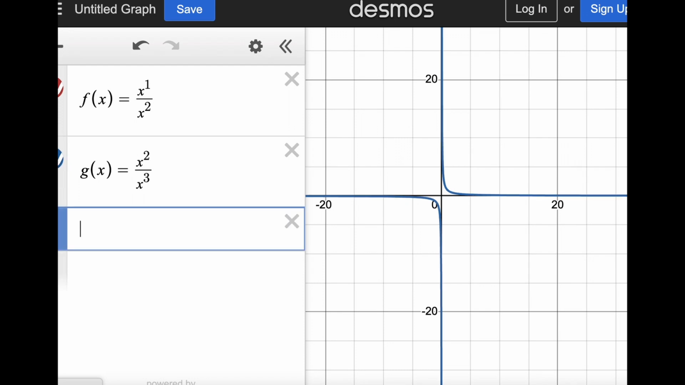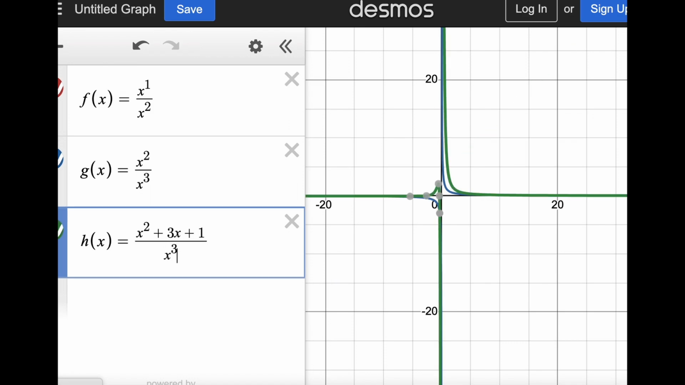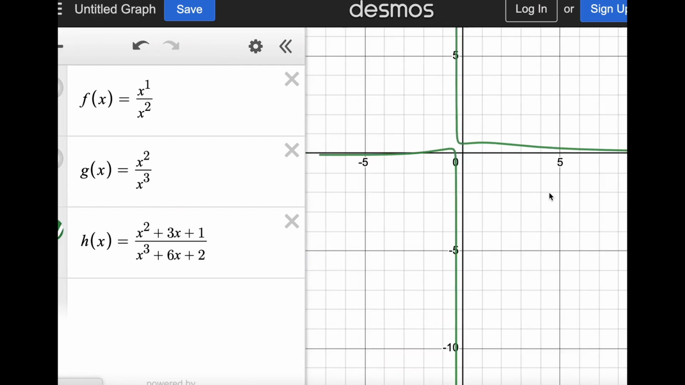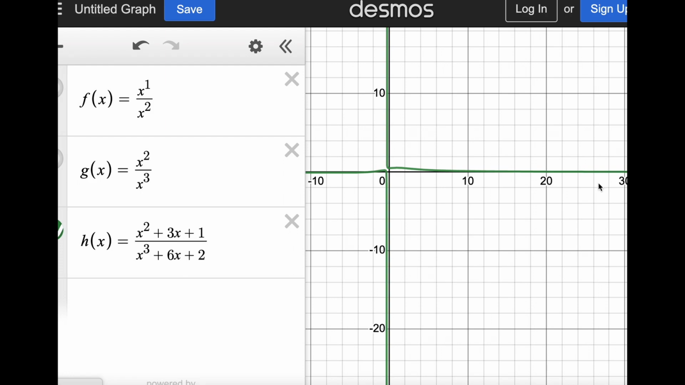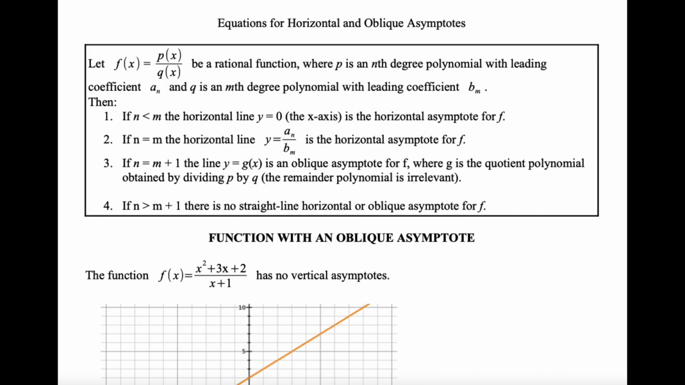Same thing. We could even try putting in some other terms like x squared plus 3x plus 1 over x to the third plus 6x plus 2 or something. And yeah, as you can see, it still forms an asymptote on the axis. Okay, what else do they say?